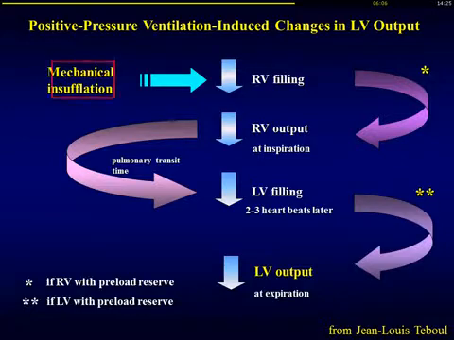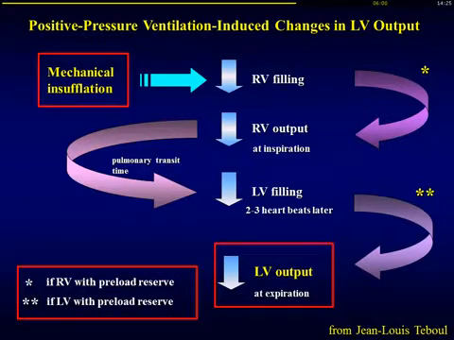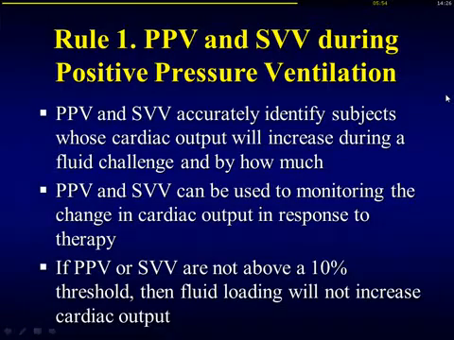So one can conclude that mechanical inspiration will decrease left ventricular preload if both ventricles are volume responsive. So if I've got cor pulmonale, I won't be volume responsive. I don't care what you're looking at. So the rule is, if you have pulse pressure or stroke volume variation that's greater than about 10 to 15%, you're volume responsive, and if you don't, you're not.